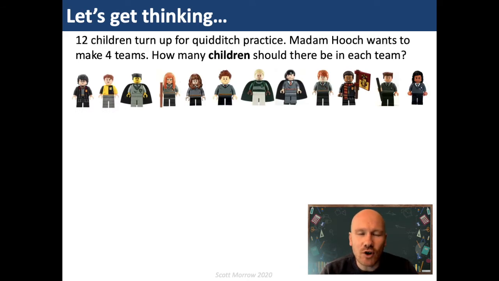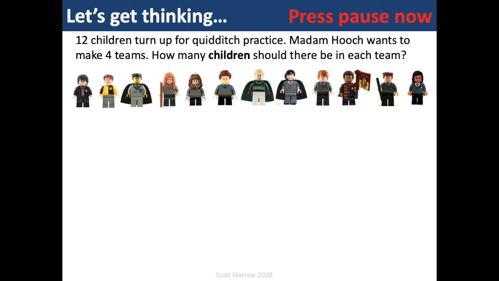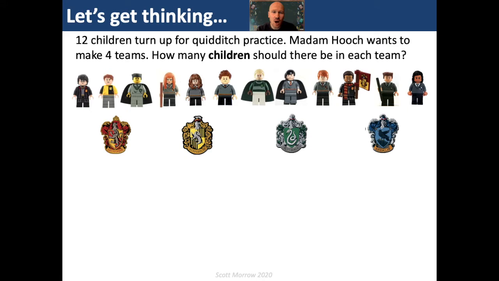12 children turn up for Quidditch practice. Madam Hooch wants to make 4 teams. How many children should there be in each team? Okay, so for this problem, we know that there needs to be 4 teams. So let's put out our 4 teams to start with. And then I want to know how many there should be in each team.